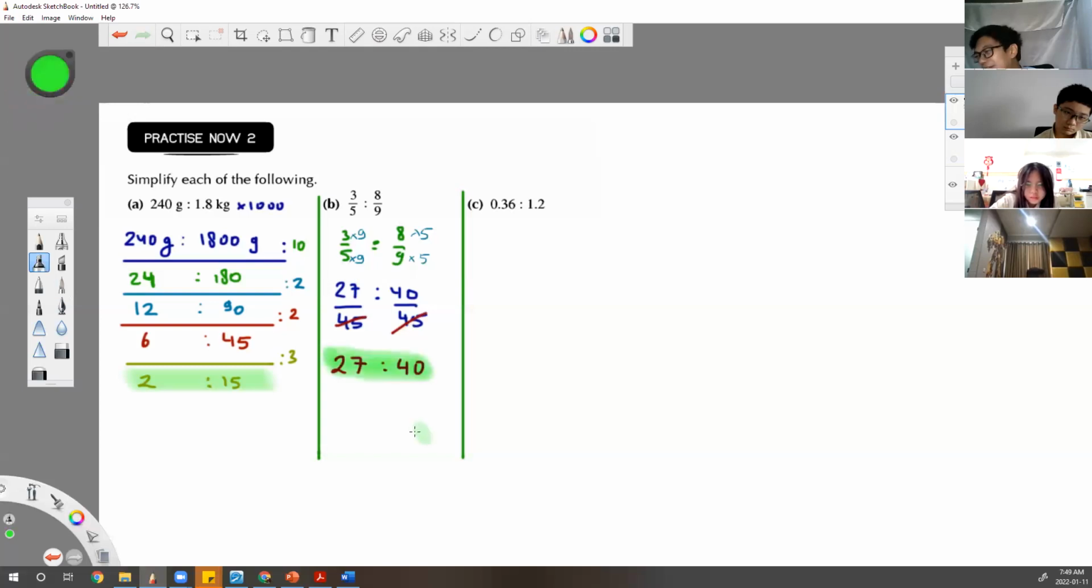Can you simplify further? Enggak ya? 27 and 40 nggak bisa bagi. No common factor. No common divisor. Nggak ada yang sama, pembagi yang sama. Ah, ini nih. Ini kalau lihat begini, in my opinion, ini menjadi fraction aja. Ya. Nah, 12 over berapa ini?